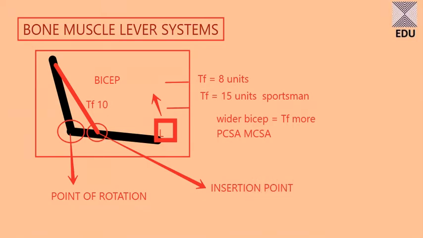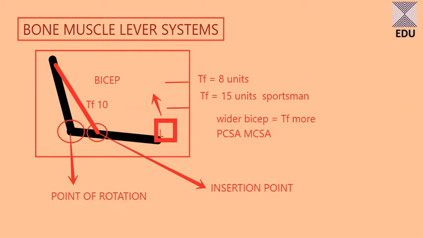So insertion point refers to the site where the muscle is attached to the bone onto the lever side. So one side is this on the top and one is the insertion point. This insertion point is a very crucial point. This is the deciding factor for how much force will be produced by this particular bone muscle lever system.